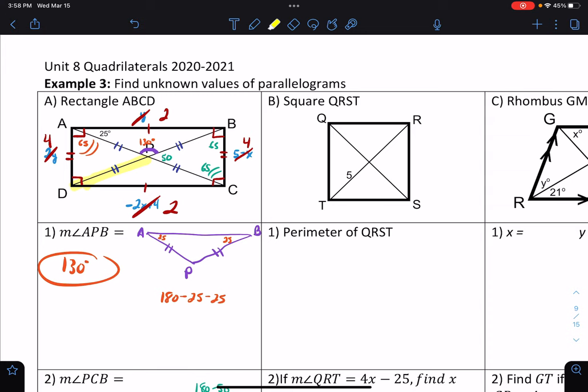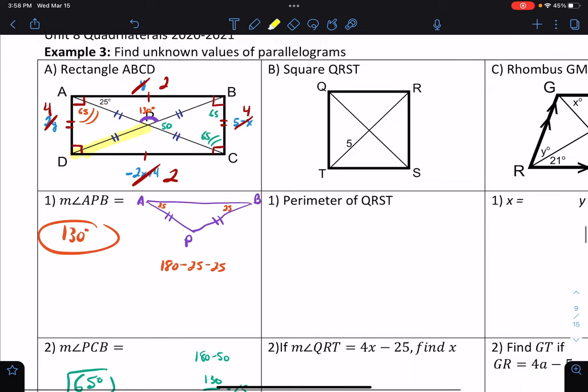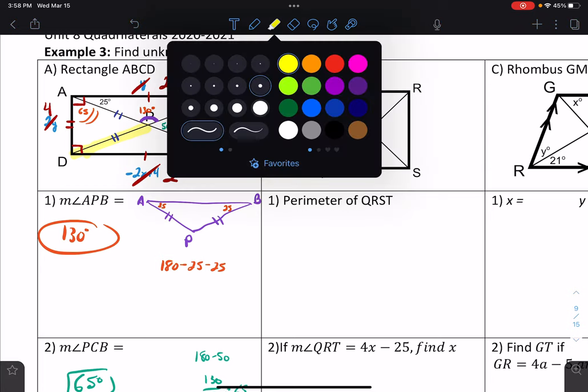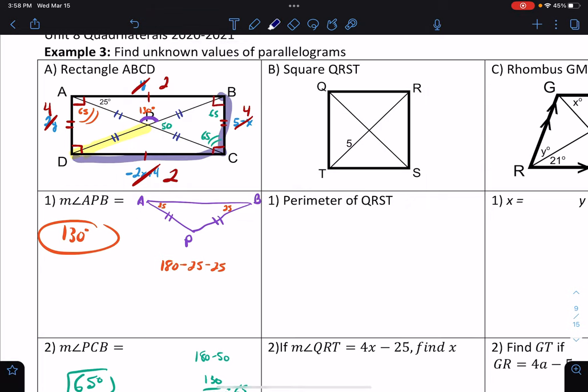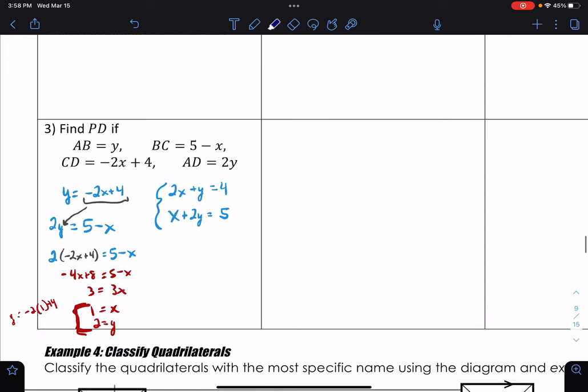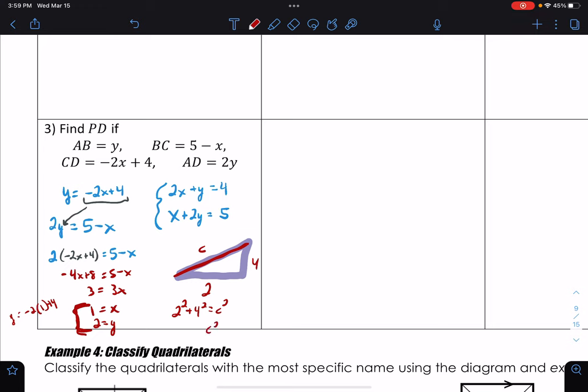Well, I could figure out what the entire diagonal is, right? Because the entire diagonal is part of this right triangle here, okay? So I've got a right triangle with side lengths 2 and 4, and this represents the entire diagonal. So I'm going to call that, we've already used an x, I'll call it c. So 2 squared plus 4 squared equals c squared. All right, so c squared is equal to 20.